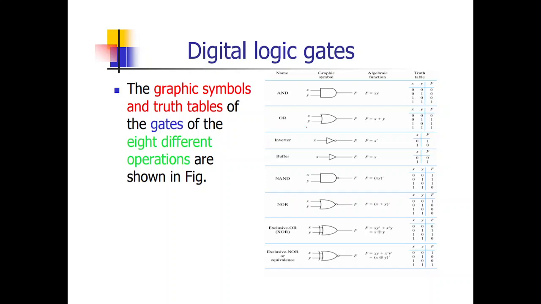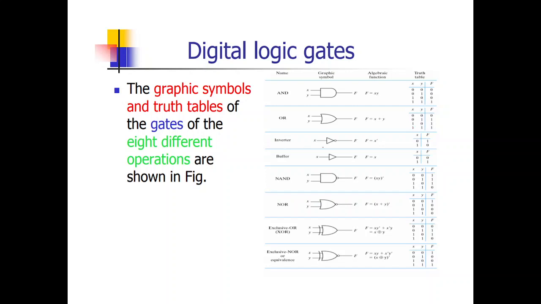And what about OR? The OR symbol is this one. The OR expression is f is equal to x plus y. And what about the truth table? If any one of the inputs is 1, then the output is 1. If all the inputs are 0, then the output is 0. So this is the OR gate.